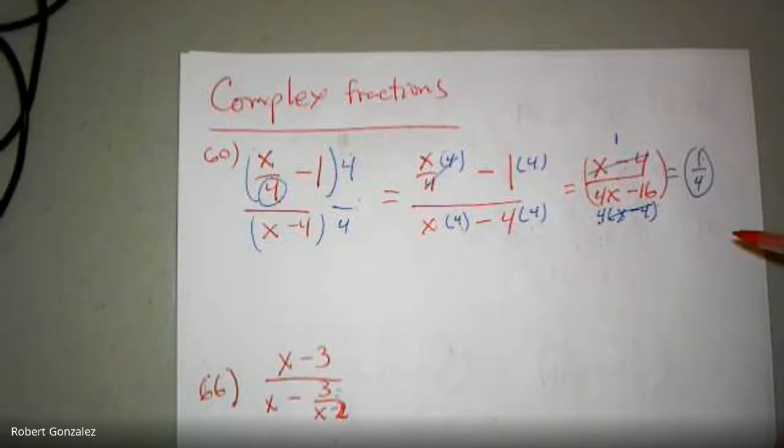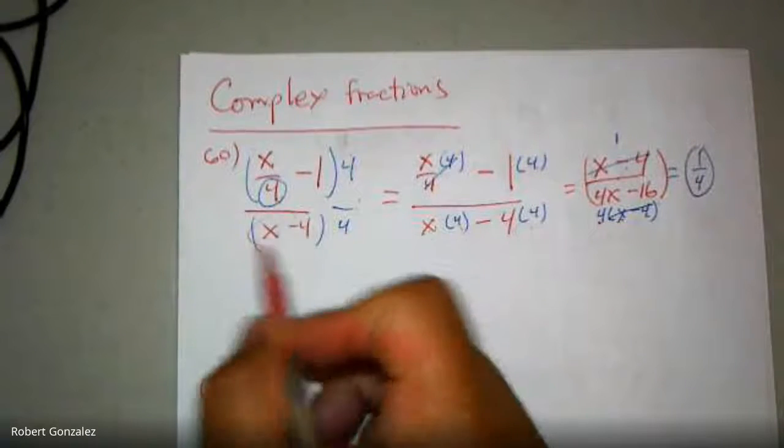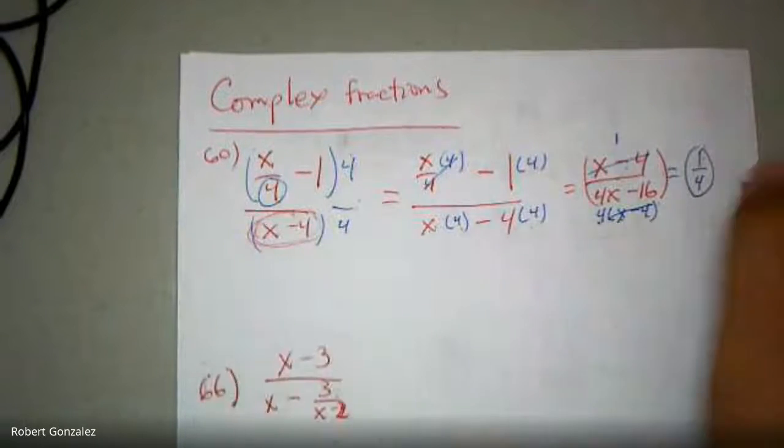Wait, one quick second. We should have put in our excluded values. Go back to the beginning for your excluded values. And you can see right here from this fraction, x cannot be 4.